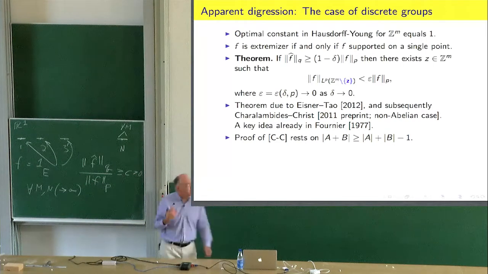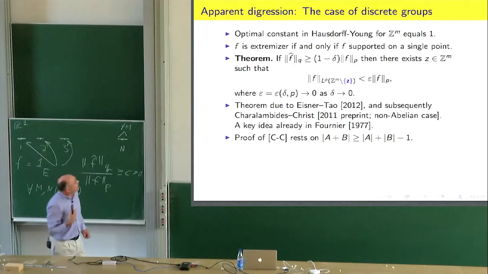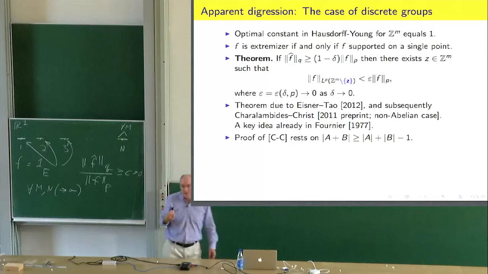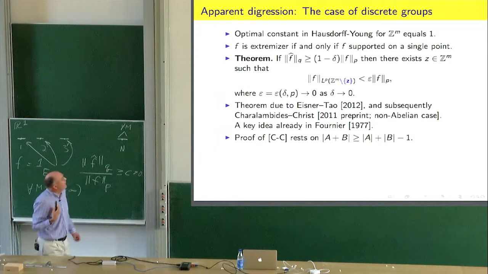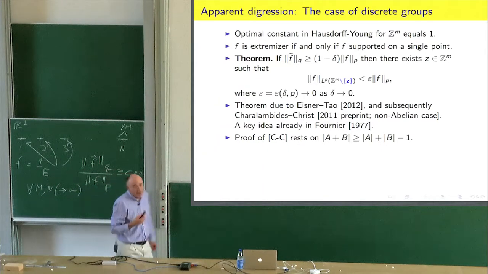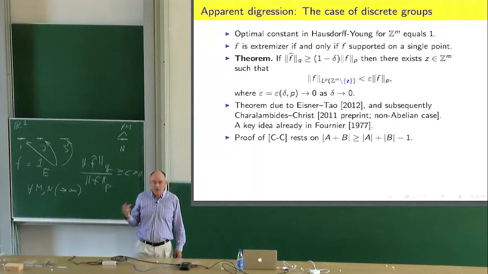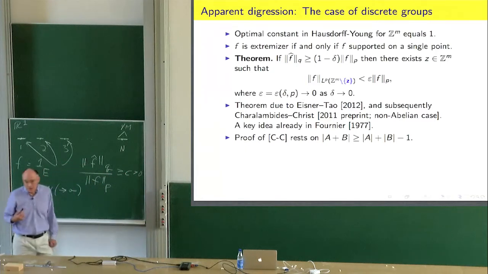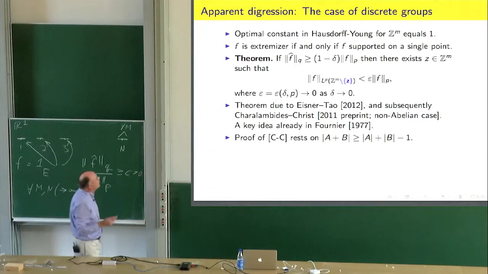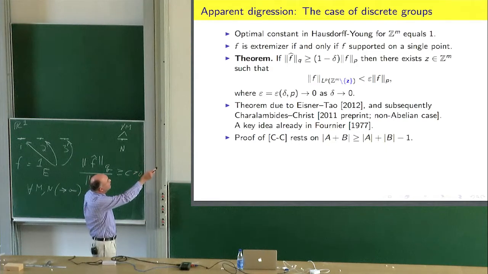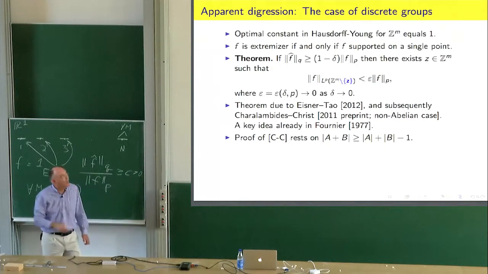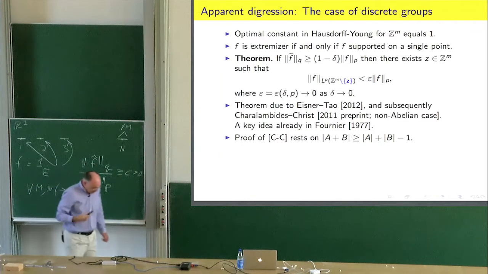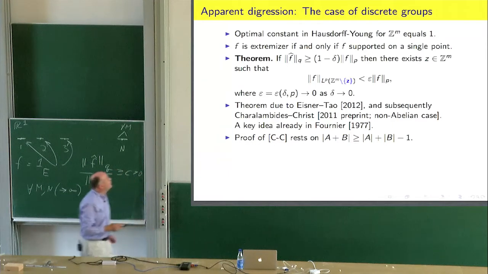So this was first proved by Eisner and Tao, and independently a bit later by Sharpened and myself, by somewhat different arguments. There's a paper of Fourier from the 1970s that comes rather close to proving this sort of thing, and Eisner and Tao used Fournier's method. Sharpened and I relied on the discrete form of the Brunn-Minkowski inequality, the lower bound for the measure of a sumset. And so that was the main tool for us.